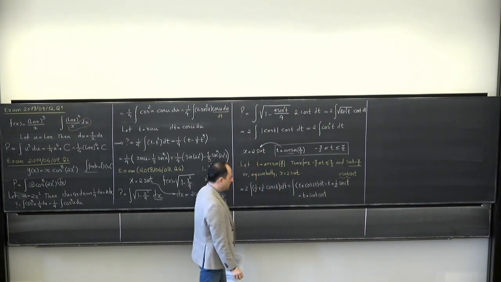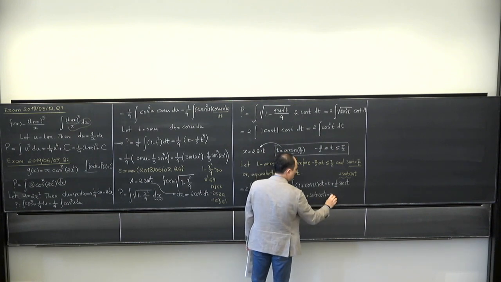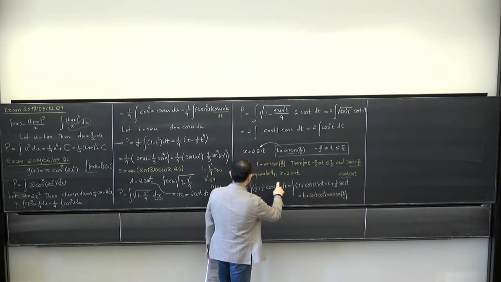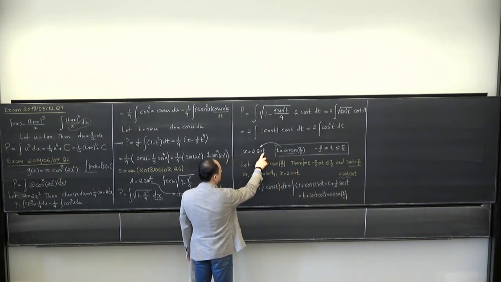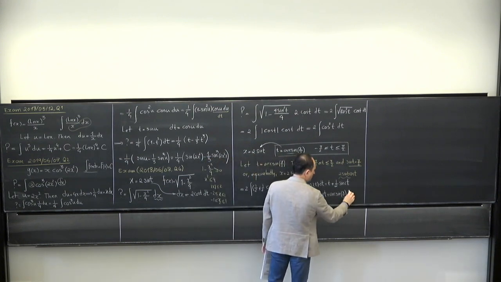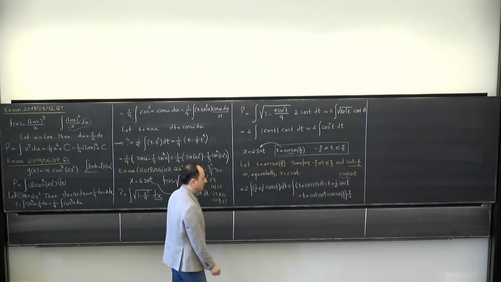Yes? But instead of t, I can write what? I can write arc sine of x over 2. Instead of sine t, what is sine t? Sine t is x over 2. So instead of sine t, I write x over 2. But I cannot write cosine t. I have to rewrite everything in terms of x.